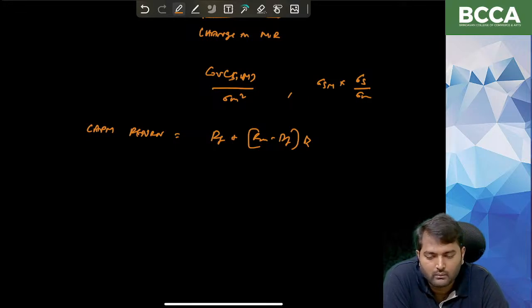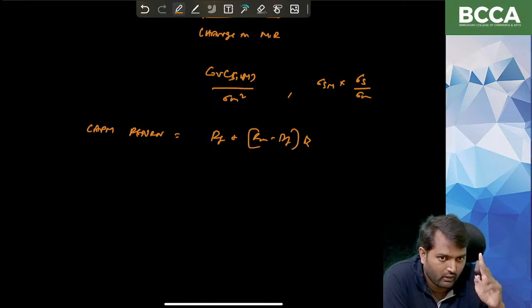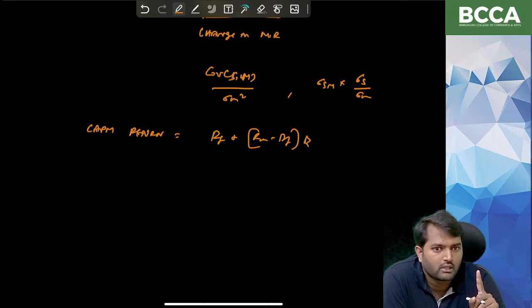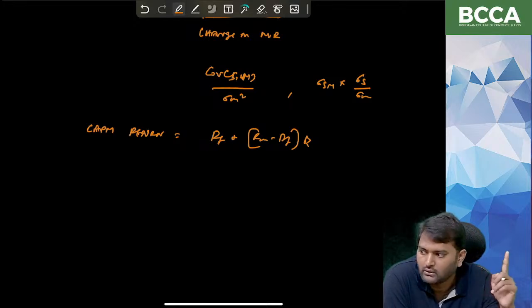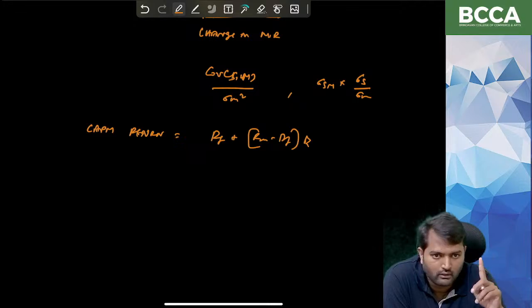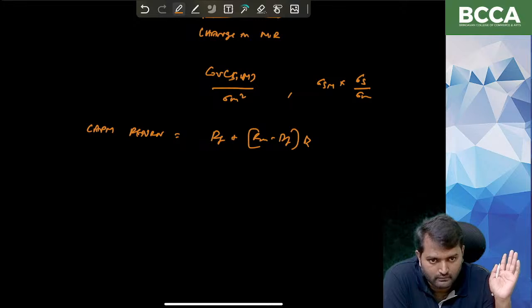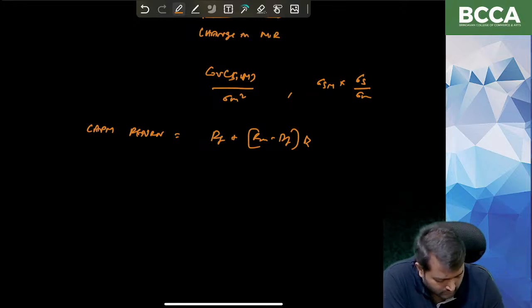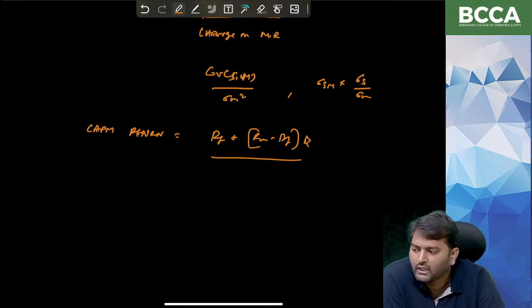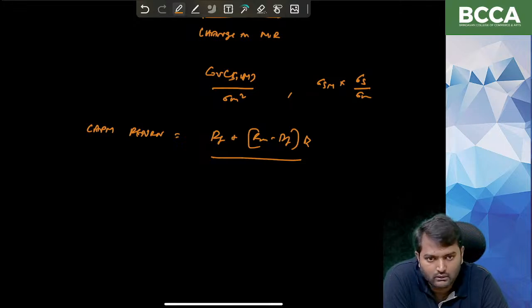Clear? Beta of a market is equal to 1. Why? Market changes by 1% with the change in market by 1%. Yes or no? So beta of a market is equal to 1. So obviously, the person who is making investment in market would expect market return.